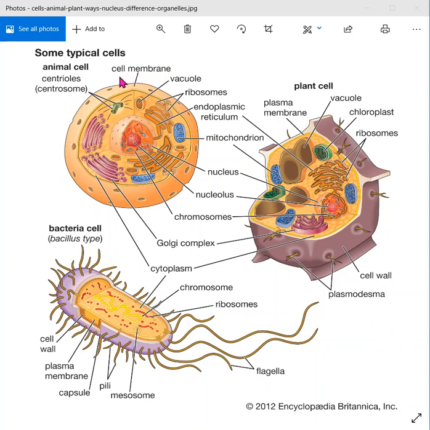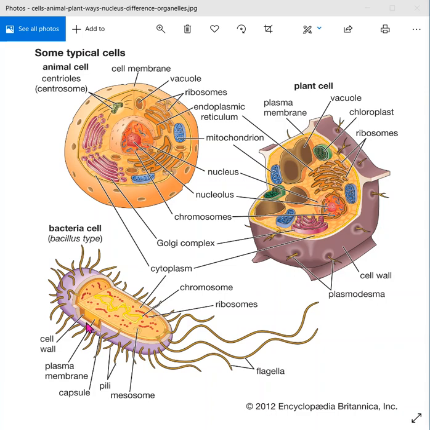So if you see here, cell membrane on the animal cell, and if you look at the plant cell, you also see the cell membrane or plasma membrane right here. The plasma membrane and cell membrane are both the same. And if you look at the bacterial cell, it's right here, the interior of the cell. That's the plasma membrane as well. So all three cells do have a plasma membrane.